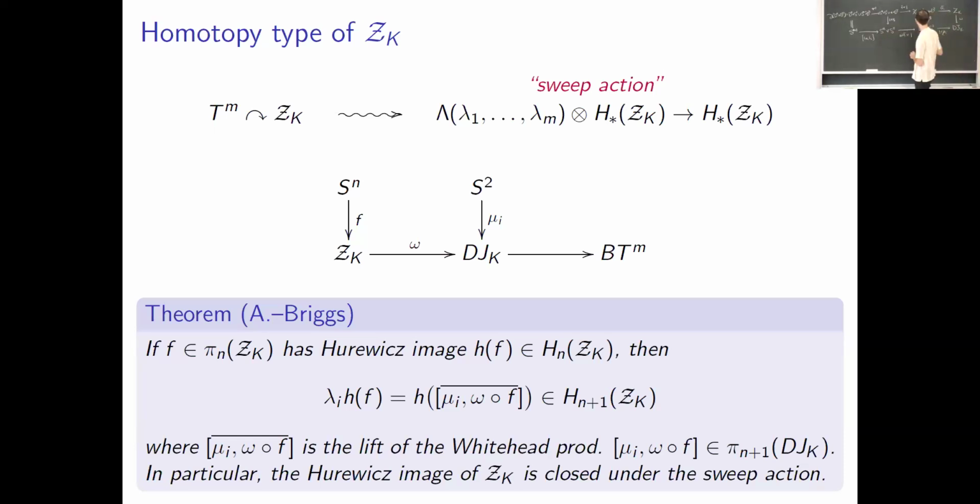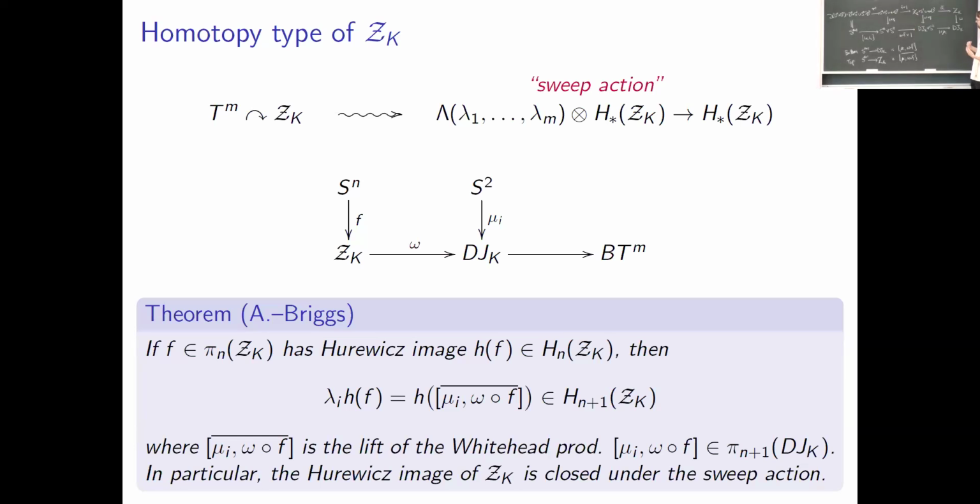And then you just have that this whole bottom row here, the bottom composition, like Sn+1 to the Davis-Januszkiewicz space, is just the Whitehead product of mu I and omega composed with F. I can write it in this way since mu I has degree 2, this thing is commutative. And so my top row is some lift of omega, and lifts are unique, so this must be the unique lift. Yeah, this is the unique lift of the Whitehead product.